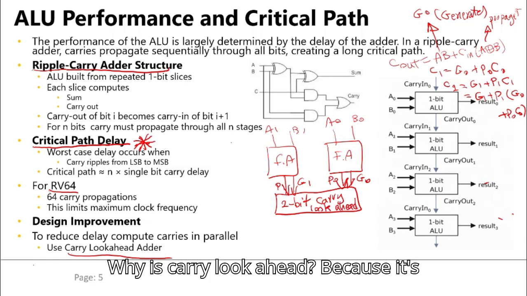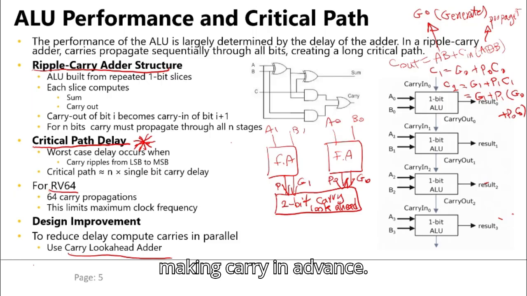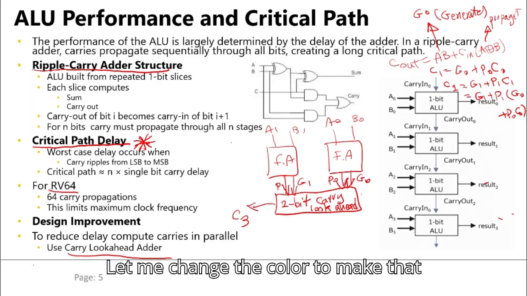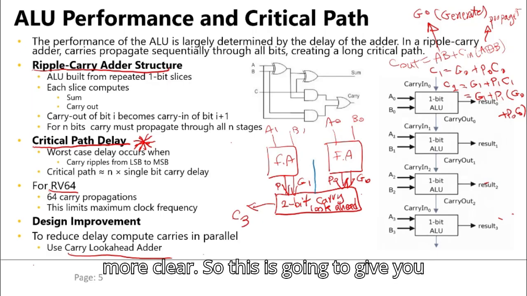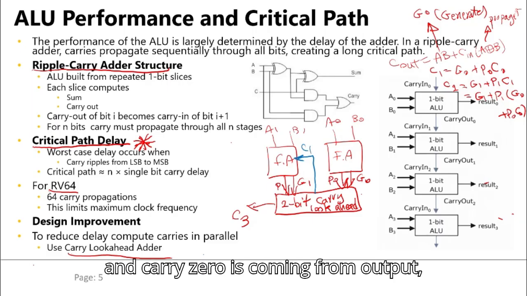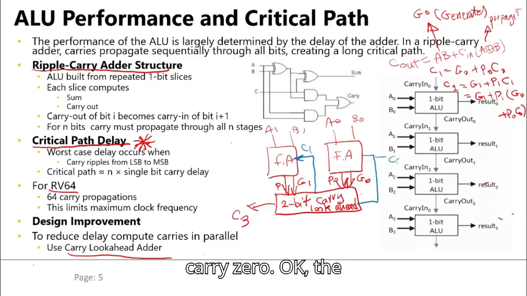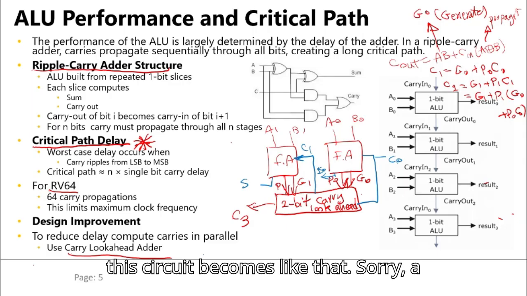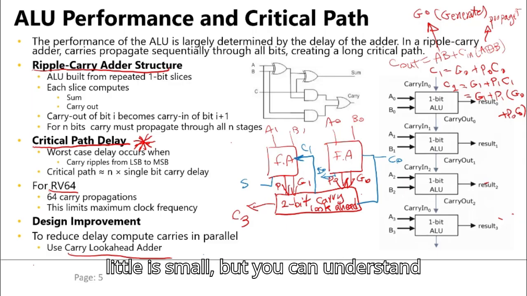Why is it carry look ahead? Because it's making the carry in advance, okay? And so this creates C3. Let me change the color to make that more clear. So this is going to give you carry 1, sorry, and carry 0 is coming from the output, carry 0. Okay, the output is S1 and S0. That's it. So this circuit becomes like that. Sorry, it is a little small, but you can understand what's going on.